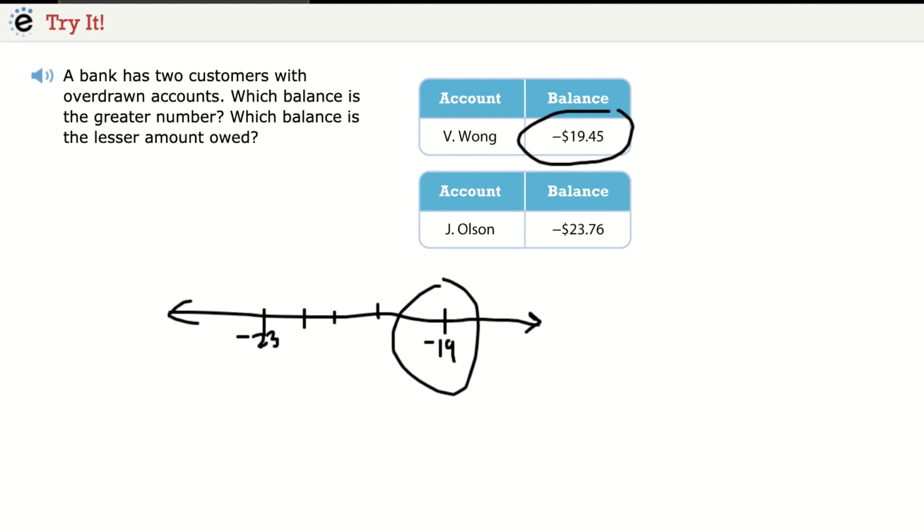And that also represents the least amount owed. V. Wong only owes $19.45, where J. Olson owes $23.76. So V. Wong's balance is the lesser amount owed. So again, this question is very similar to one that's on your mid-topic 2 test next week. So make sure you understand this one. If you got it right, celebrate. Good job.